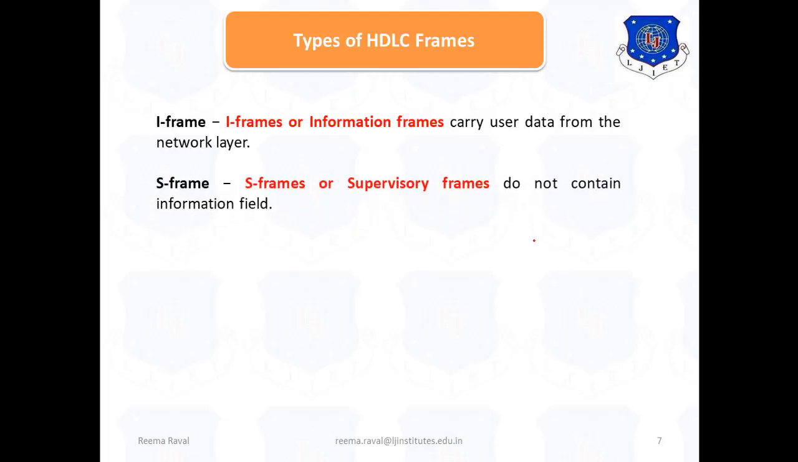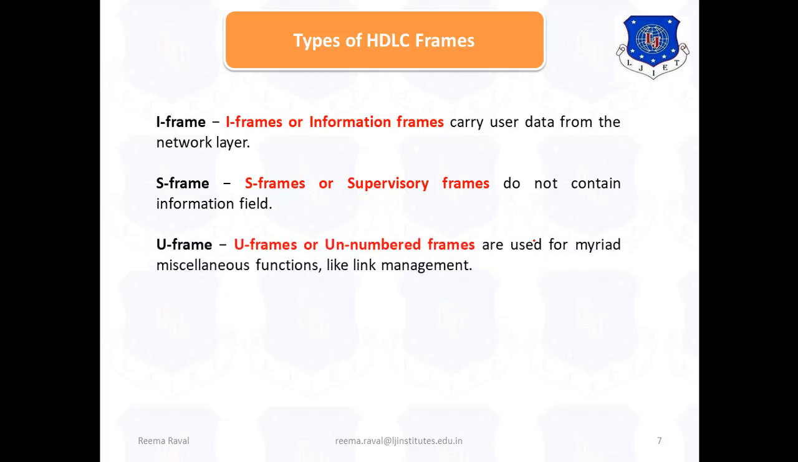Now the second is the S-frame, which stands for supervisory frame, which does not contain an information field. They are used for flow and error control when piggybacking is not required, and the first 2 bits of the control field of an S-frame are 1, 0. Now the third type of HDLC frame is the U-frame, which means unnumbered frame, which is used for myriad miscellaneous functions like link management.